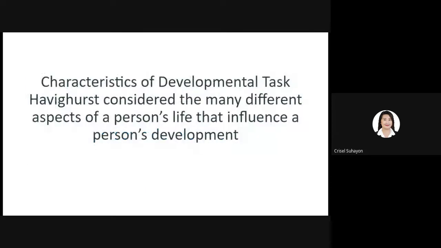Okay. So characteristics of developmental tasks, Havighurst considered that many different aspects of a person's life influence a person's development. So, for example, the biological development and physical structures of the individual, the society in which the person lives and the resultant cultural influences, as well as the individual's personal characteristics, values, and goals. So, the view of development takes into account the role of physical maturation and the role that society plays in determining the skills that need to be learned at a certain age.